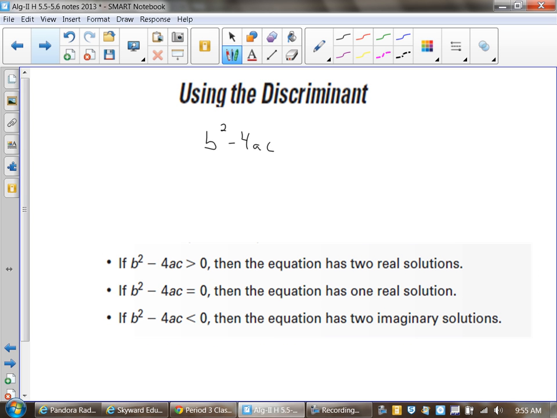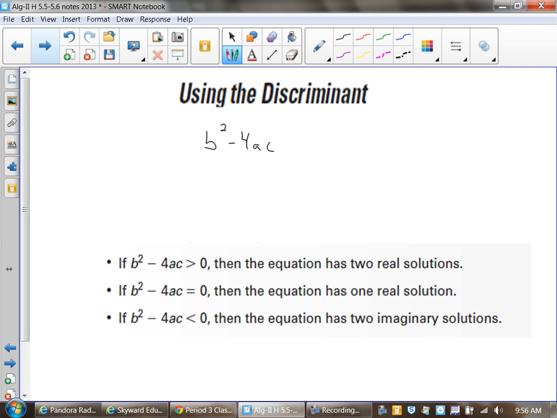Now, the one part of the quadratic formula that I wanted to make sure you understand is what's called the discriminant. The discriminant is the junk underneath the radical. It's the b squared minus 4ac. The discriminant will tell you the number and type of solutions you're going to have. If b squared minus 4ac is positive, you have 2 real answers. If it is equal to 0, you have 1 real answer. And if it is negative, you have 2 imaginary answers. That basically is all the discriminant does.